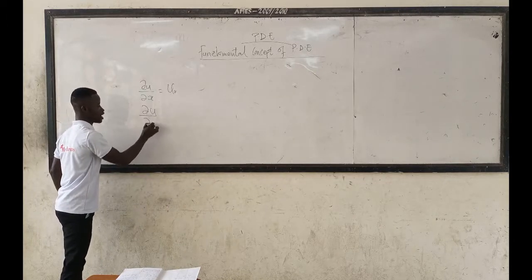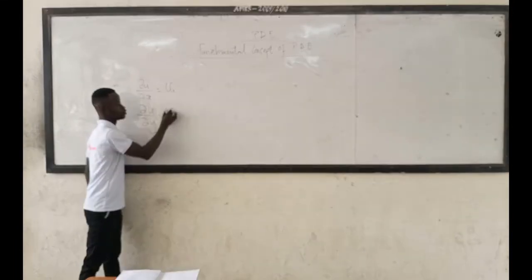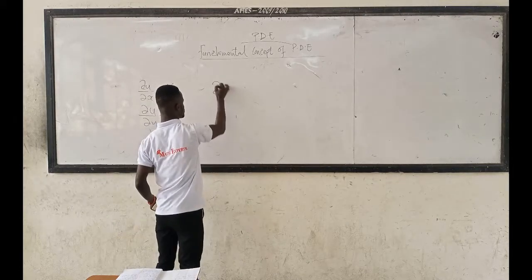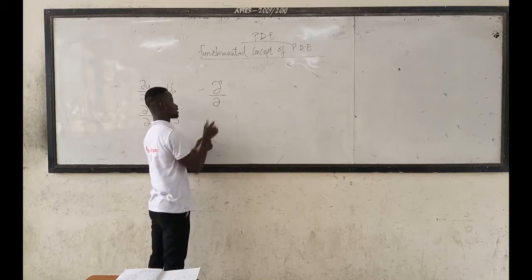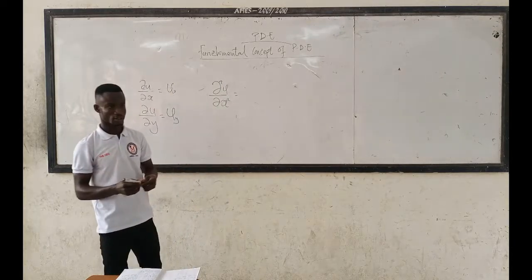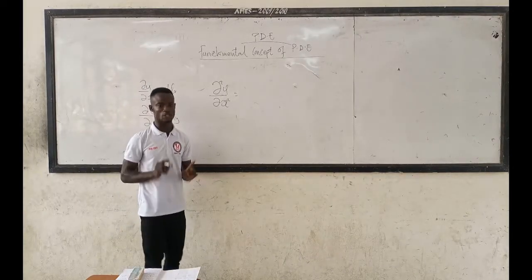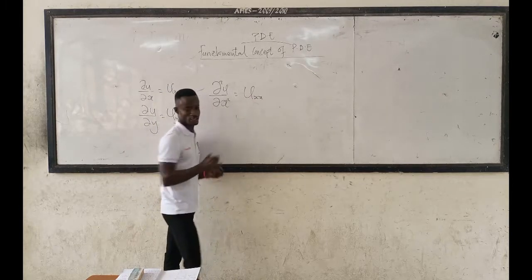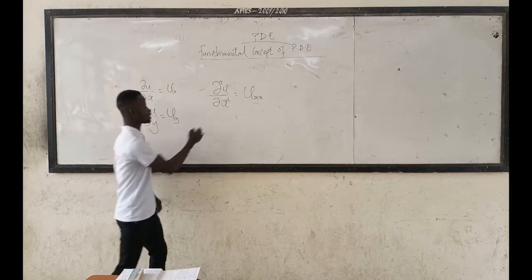The u subscript y, what does it also mean? What about this one? This means that we are taking the partial derivative of u with respect to x twice. So it's u subscript xx.